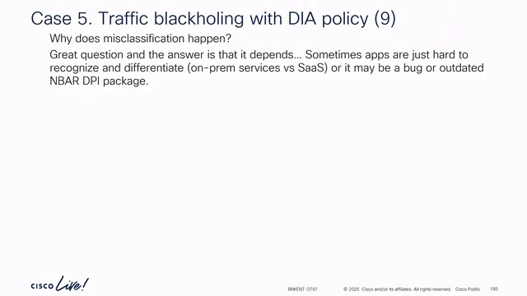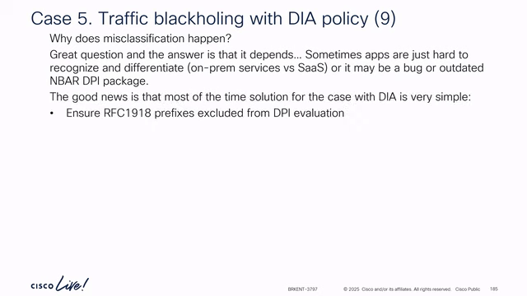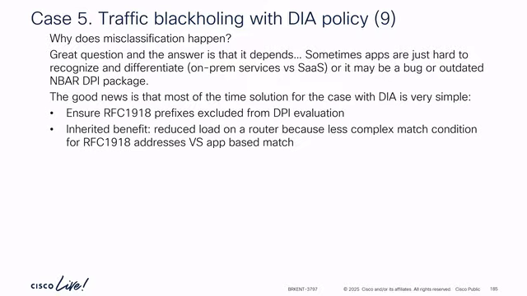Why does it happen? Great question, but it depends. Sometimes it's just hard to recognize the application and differentiate it from a cloud-based application like Microsoft Office 365, for example. Or it may be a bug or an outdated in-box DPI package. Maybe in your DPI package we cannot recognize that application. The good news is that there is usually a relatively simple workaround applicable in most cases. It says that you need to ensure that RFC 1918 prefixes are excluded from DPI evaluation, right? And the inherent benefit is reduced load on the device because you don't need to perform that DPI classification.